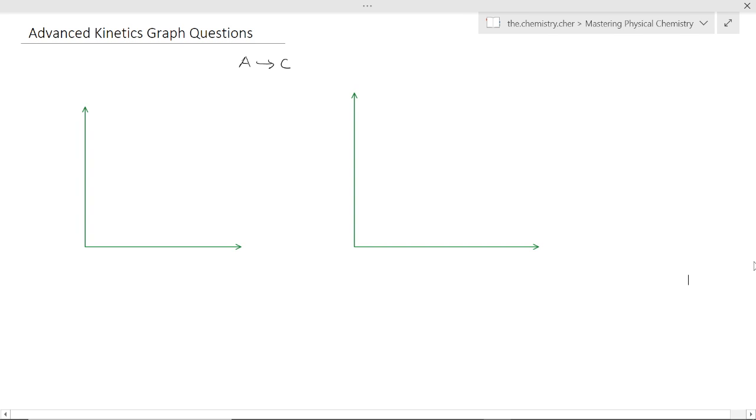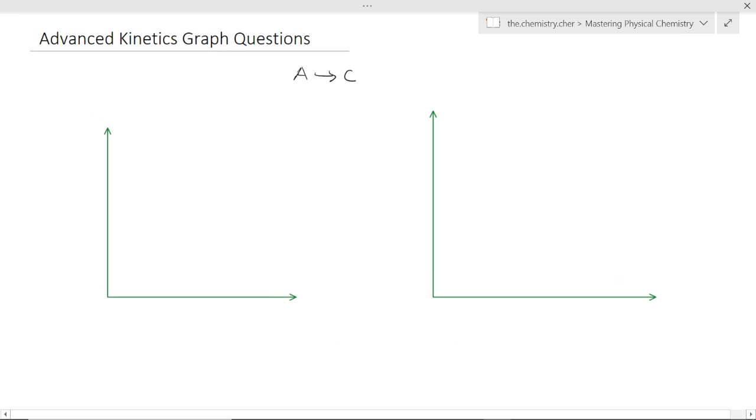Hi everyone, in this video we are going to look at some advanced kinetics graph questions. These are cases you might encounter in the exams, but it is quite difficult to get the answers because you cannot apply typical ideas to them. So let's take a look at these two different examples here.